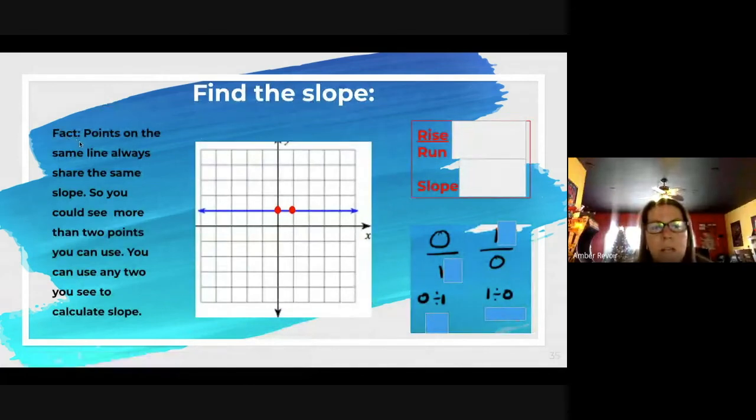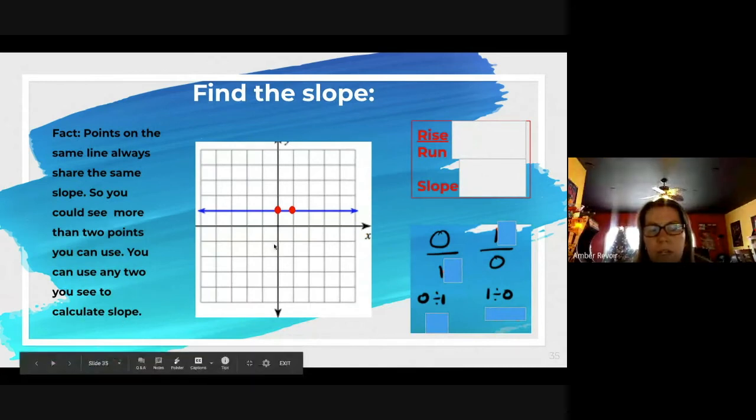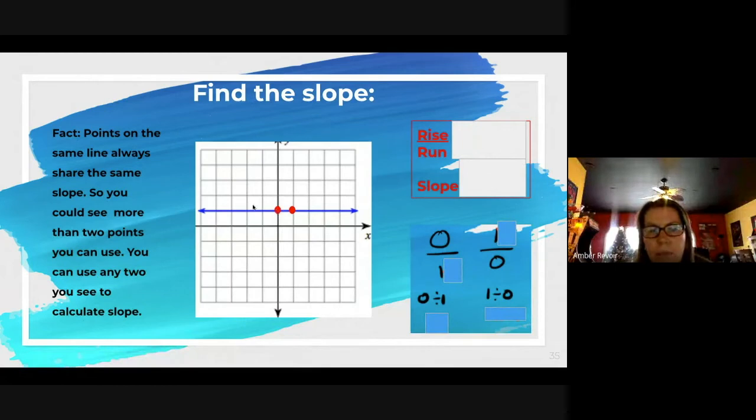All right, so to find the slope again, our fact: points on the same line always share the same slope. So you could see more than 2 points right here to use. You can use any 2 points you see to calculate slope. So I could pick this point and this point. In this case, I'm going to pick these 2 perfect points closest to each other. I could have picked this one and this one. I could pick any 2 perfect points.